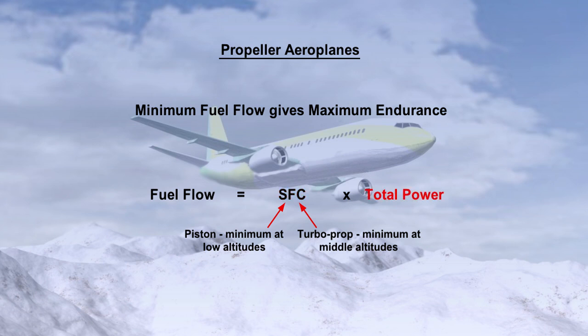Therefore, the only other way to minimize fuel flow is to use the minimum amount of power. This can be achieved by flying at the speed for minimum power required, or VMP. Note that for a propeller aeroplane, it is VMP that is the speed for maximum endurance, whereas for a jet, it is VMD.